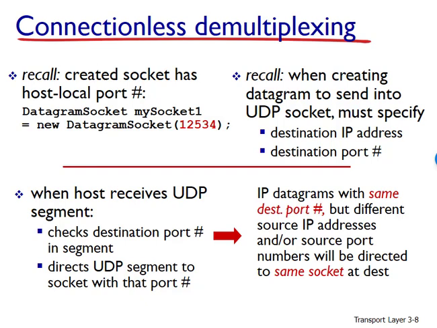It's important to note that a UDP socket is fully identified by fields consisting of a destination IP address and a destination port number. As a consequence, if two UDP segments have different source IP addresses and/or source port numbers, but have the same destination IP address and destination port number, then the two segments will be directed to the same destination process via the same destination socket, as you can see in this image coming up.